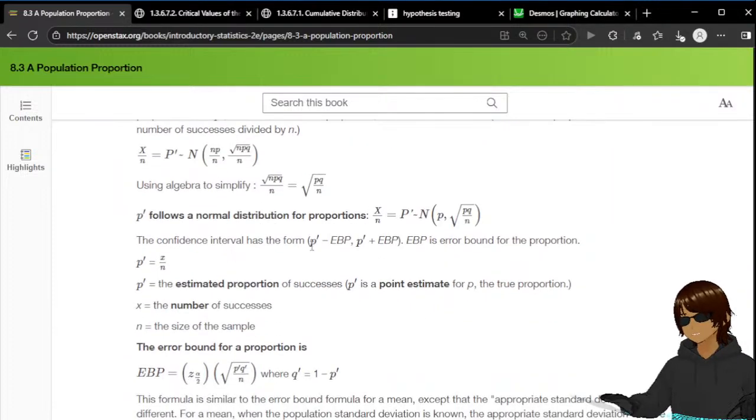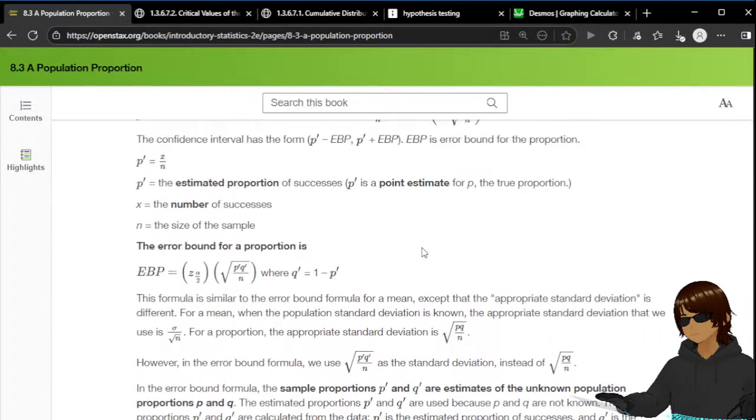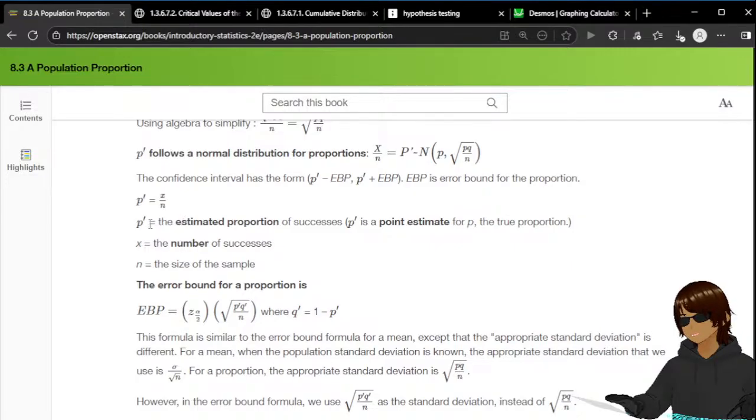The confidence interval has the form p prime minus EBP, p prime plus EBP. EBP is the error bound for the proportion. P prime is equal to x over n, the estimated proportion of successes. X is the number of successes. n is the size of the sample. The error bound for a proportion is EBP equals z alpha over 2 times root p prime q prime over n, where q prime is equal to 1 minus p prime.